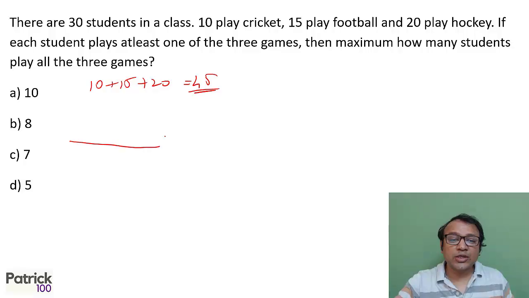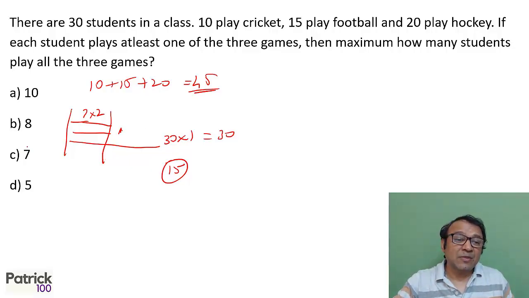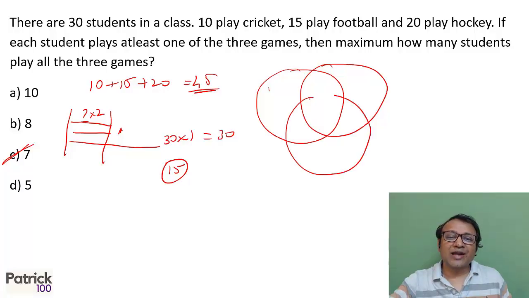Now first, all the 30 students will play one game, which is 30 games. I'm left with how many games? 15 games. So now I'll give 2 games to each person because they have to play all 3 games. To 7 people, I can give 2 more games so that these 7 people play 3 games. Still 1 game is left. So the answer will be 7 people play 3 games. Another way is you can draw a Venn diagram, substitute the values and check.